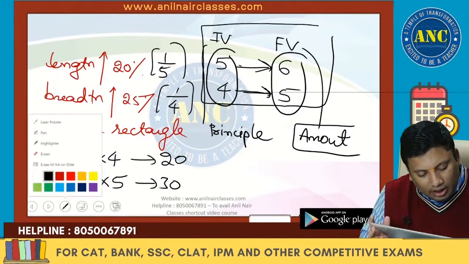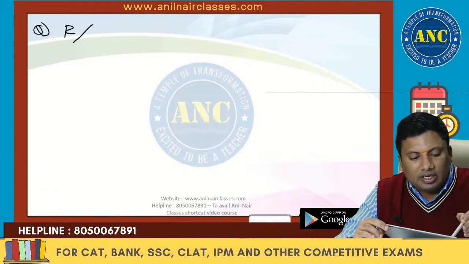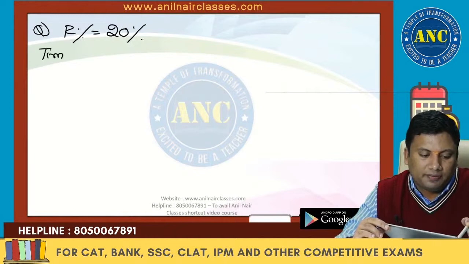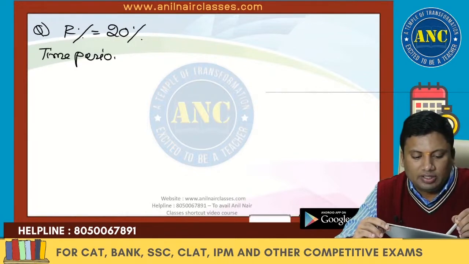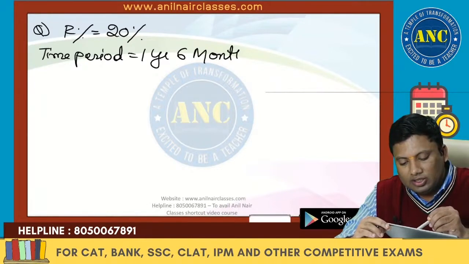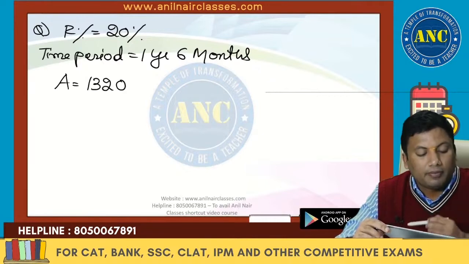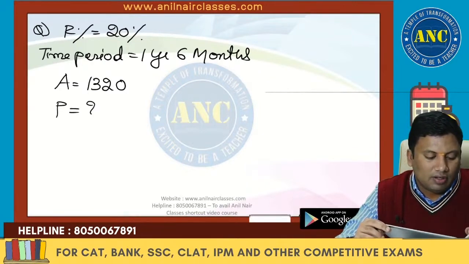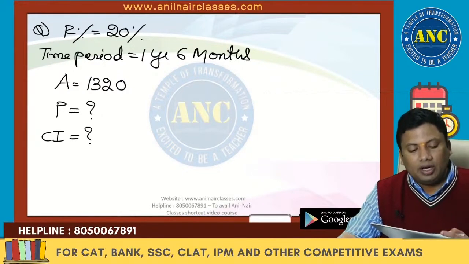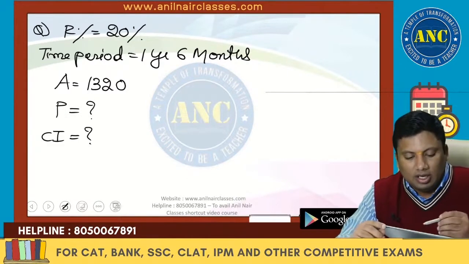Now, next, please go through this question. The rate percentage is 20%. The time period is 1 year 6 months. The amount is 1320. Find the principal and the compound interest. A lot of students will solve it using useless formulas, which are not required.